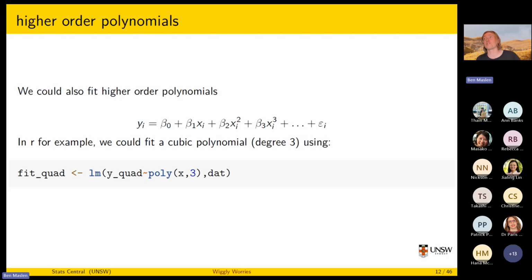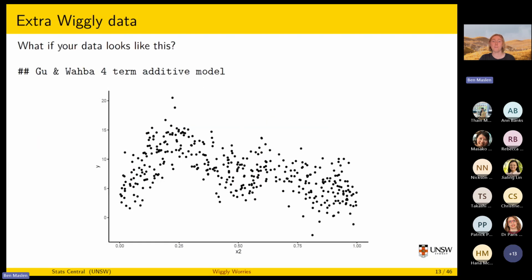You don't have to stop at quadratic terms. You can also fit higher order polynomials. You can, again, use the poly argument and change the degree. So for instance, we could fit a cubic polynomial as such, okay? What if our data looks like this? If it's quite wiggly and we want to estimate this wiggly relationship, it starts to get a bit cumbersome trying to work out the degree of polynomial you need, how you interpret that, and get predictions. It's not a fix-all, okay?